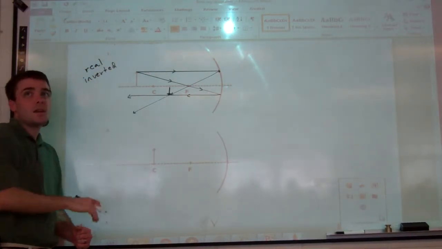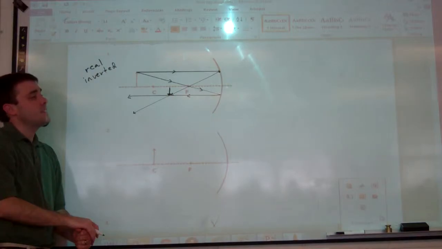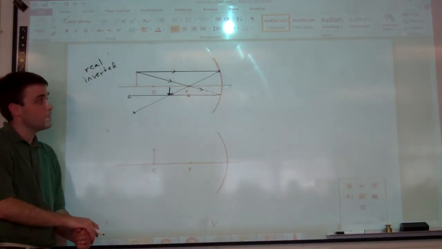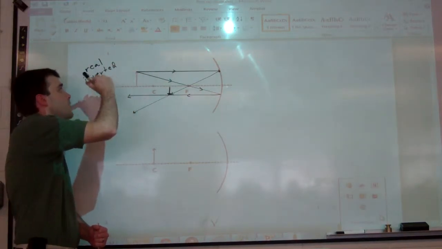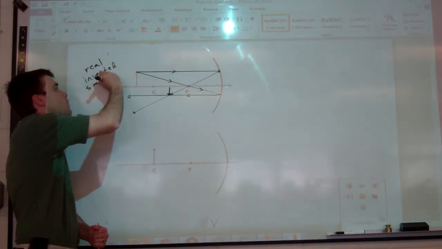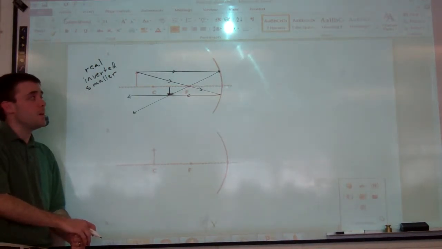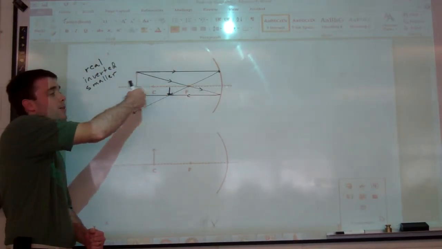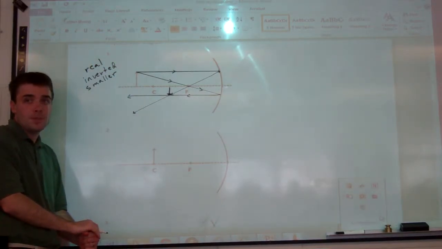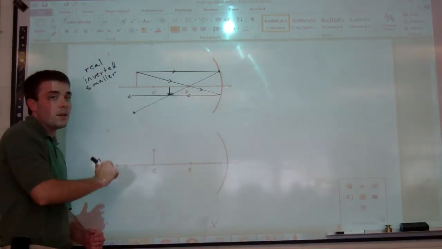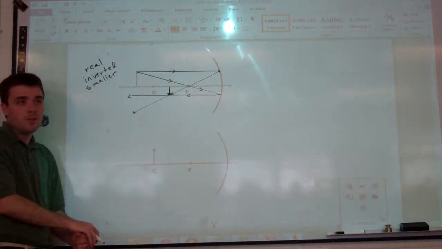Alright. Is the image larger or smaller? Smaller. You can see from our diagram here. If you have a curved mirror and the object is outside the center of curvature, it always appears like this. So it's always inverted, smaller, and real if the object is further away from the mirror than the center of curvature.